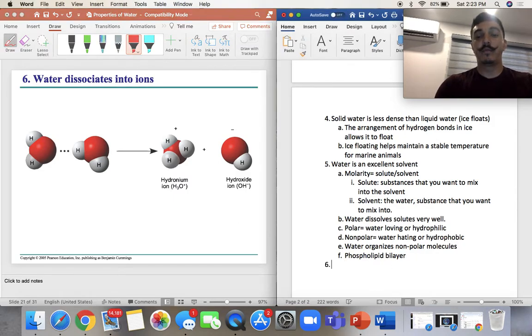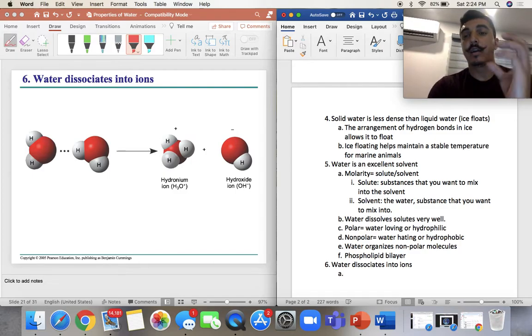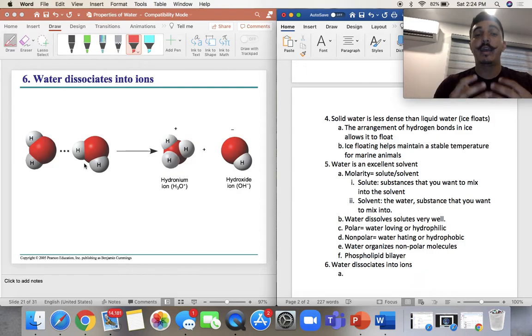All right. Moving to number six. Water dissociates into ions. Remember, an atom is just, say, a carbon with no charge. An ion has a positive or a negative charge. If you remember from last lecture, we got ionic bonds that are made between different ions, transferring electrons, losing some electrons, giving them away. So those are ions. So water can dissociate or break apart into ions.